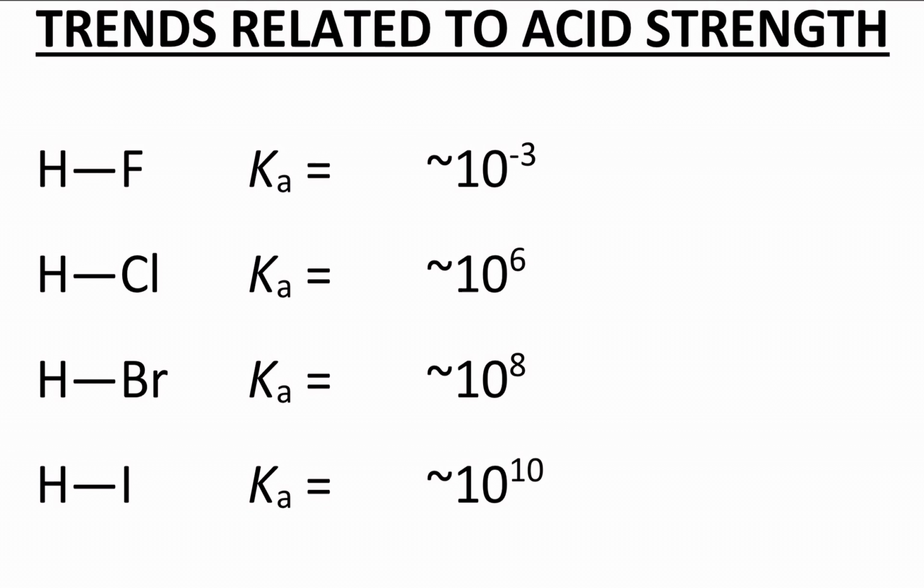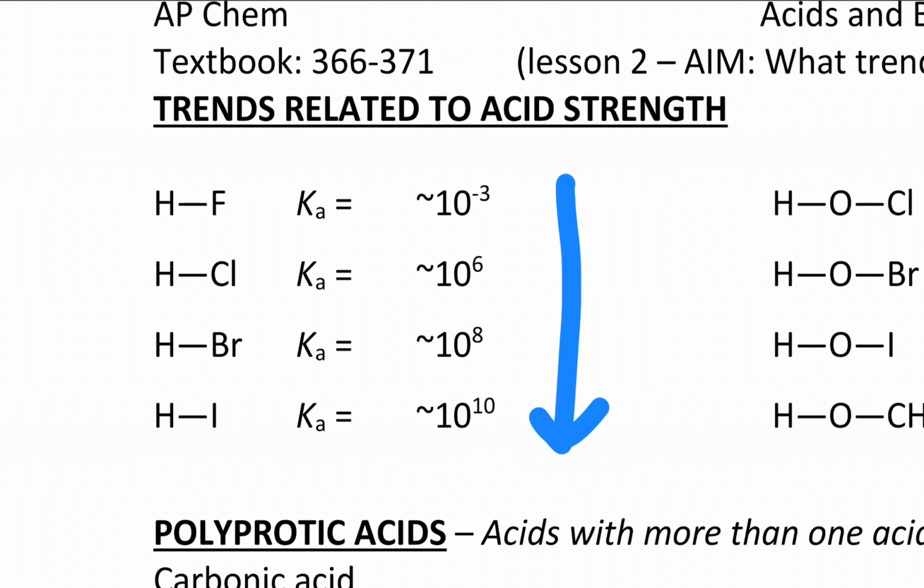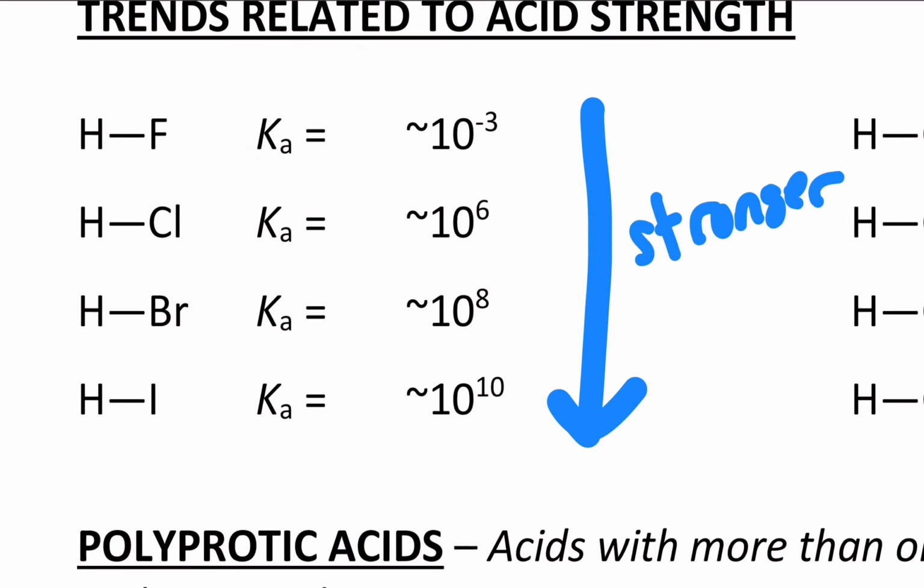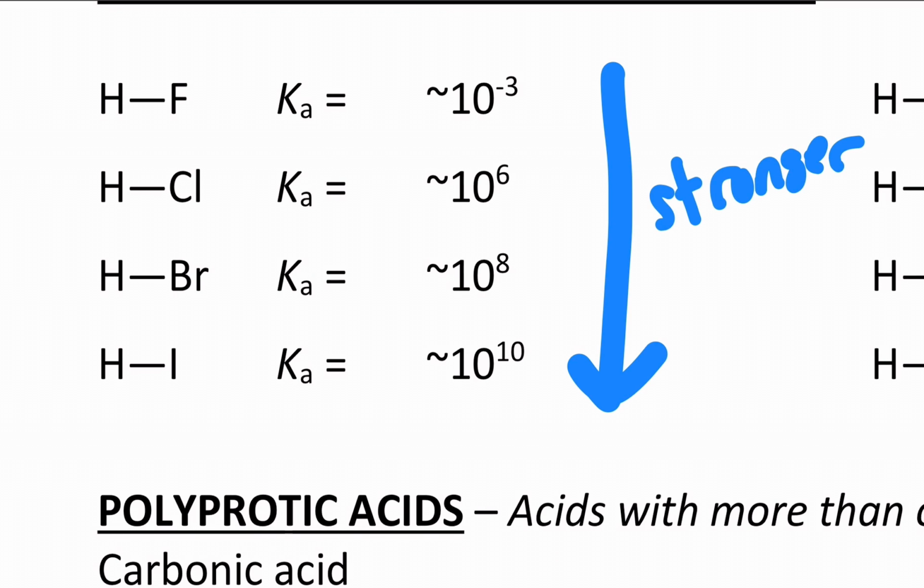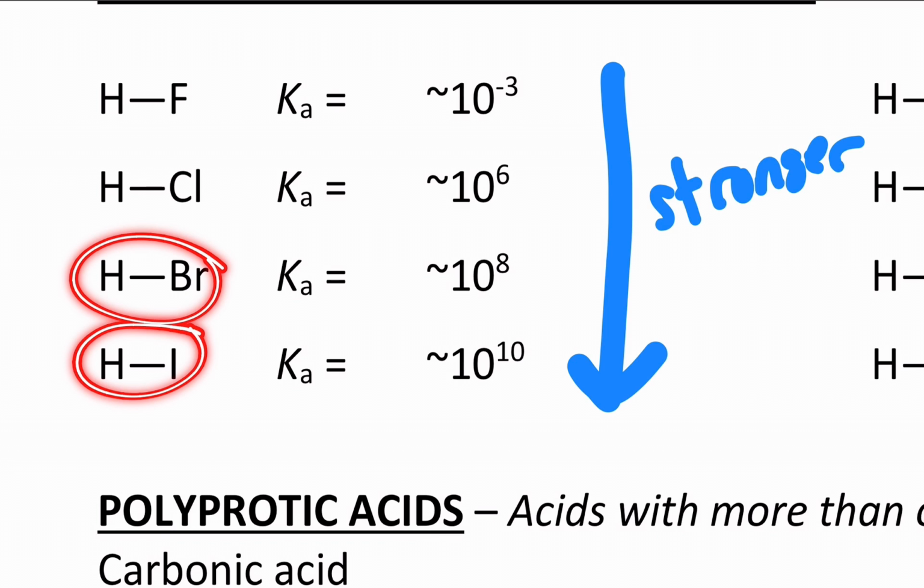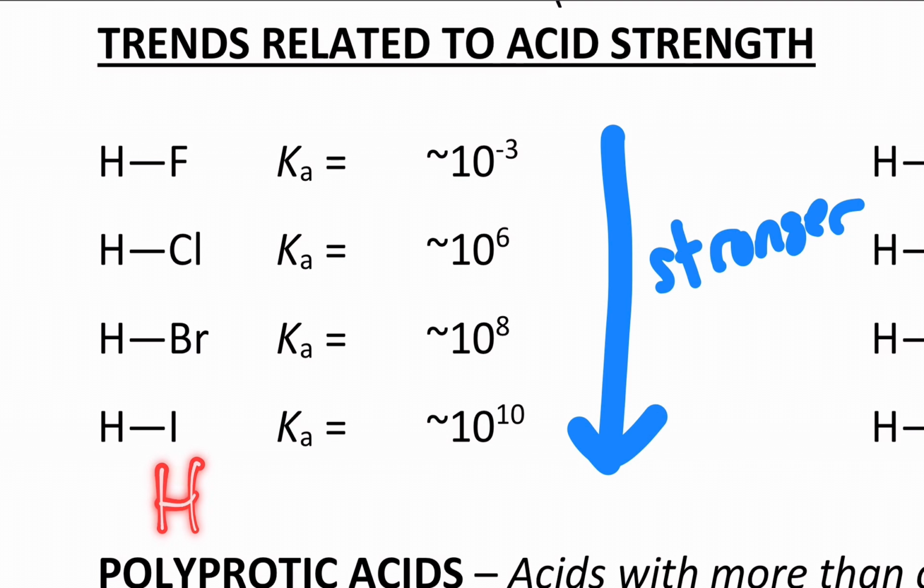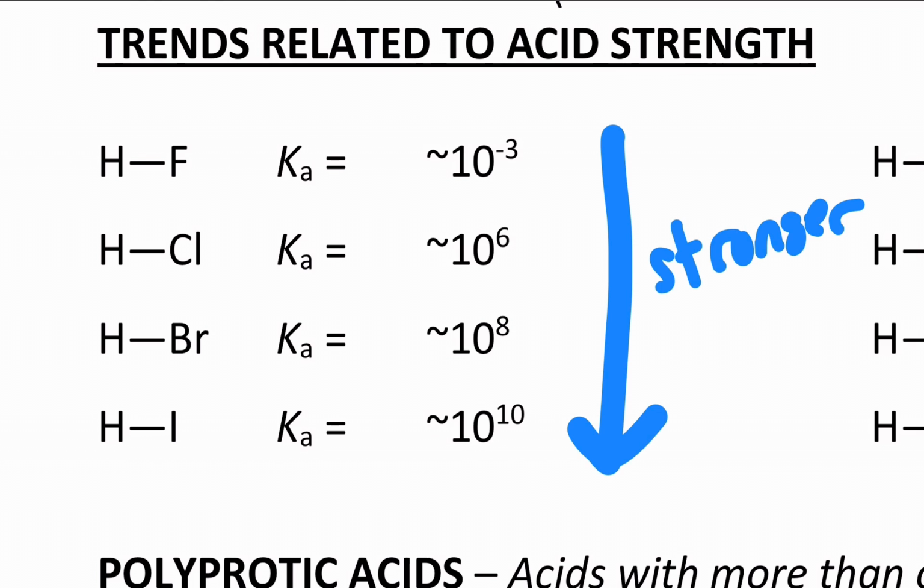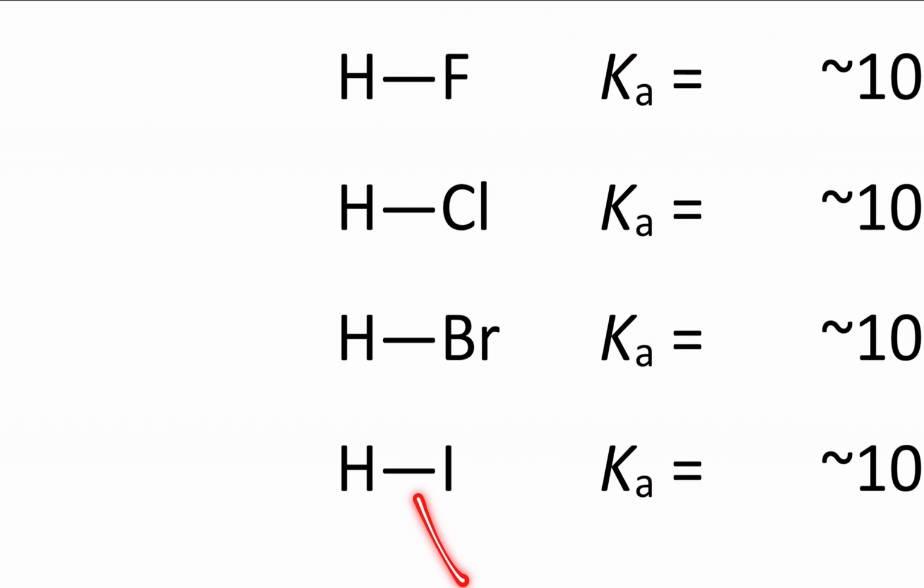It's worth pointing out why. First, let's just write down the truth that it is stronger in this direction. And the reason for that has to do with how easy it is for each of these things to lose the H+. Remember, a strong acid is one that readily gives up its H+ ion. And the easier it is to do that, the stronger the acid. Well, in this case, what you have are longer bonds between the halogen and the hydrogen.